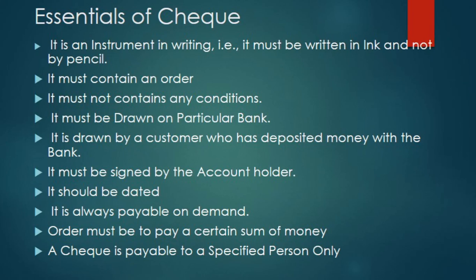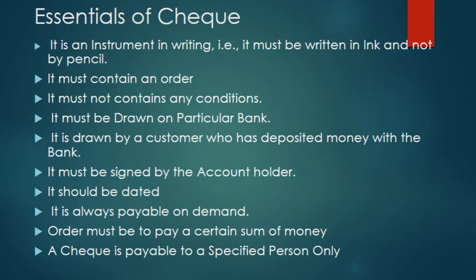Third feature, it must be an unconditional order. Every check contains an unconditional order issued by the customer to his bank. If there are any conditions, the instrument cannot be considered as a check and it can be dishonored by the bank.